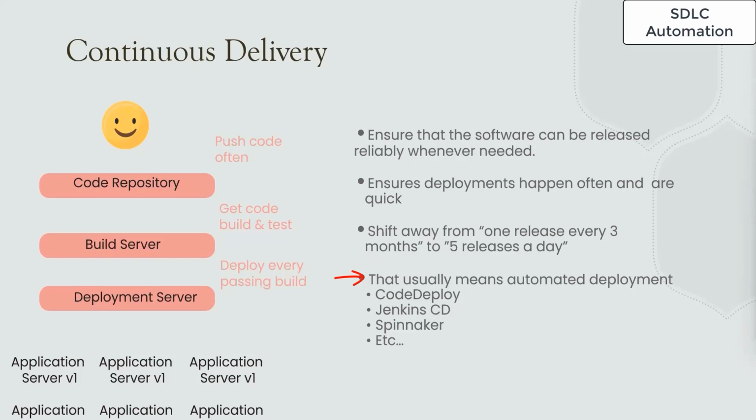Coming to AWS, we have CodeDeploy, Jenkins continuous deployment, Spinnaker, and so on. These are some of the automated deployment tools that we have right now. So what is it going to do? As a developer, I'm going to push the code to the code repository. Once the code is committed, I'm going to run the test with the help of my build server. Once the test is complete, I'm going to deploy every passing build to my deployment server. So here, everything is automated.